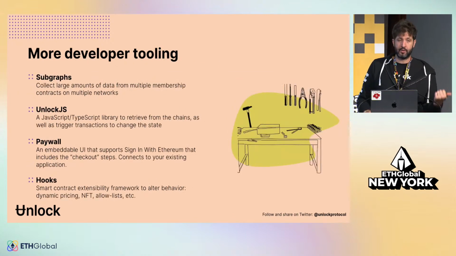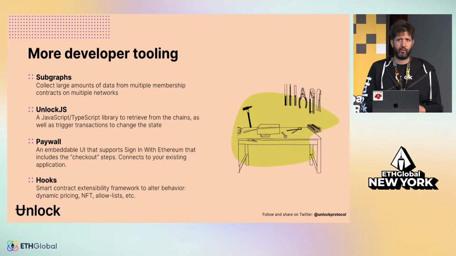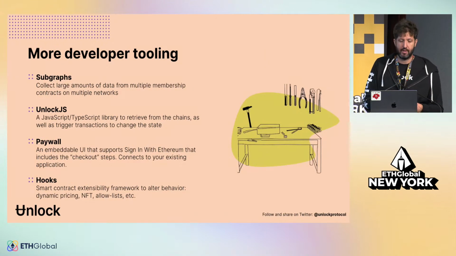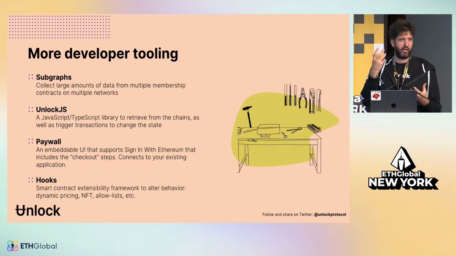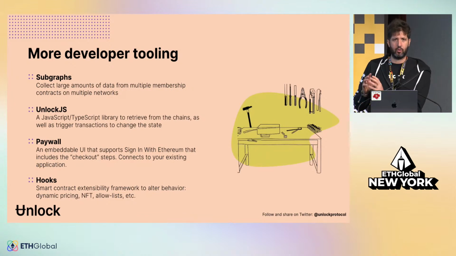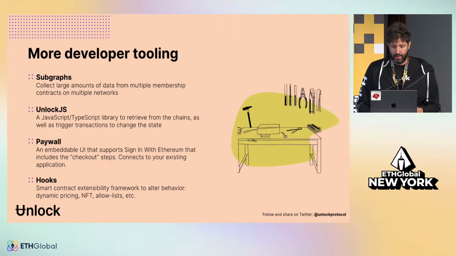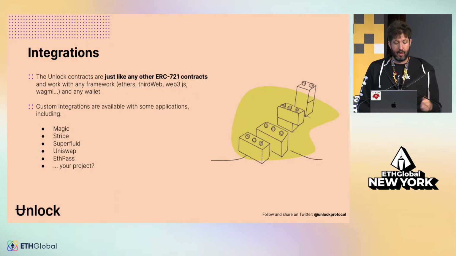We also have developer tooling. So subgraphs, hopefully you are familiar with subgraphs, but it's basically a way to aggregate a bunch of information coming from chains. We have a JavaScript library called Unlock.js. We have a paywall, which is actually that checkout UI that I just described, as well as hooks at the contract level. So we also have webhooks, but these are smart contract hooks that allow you to alter how the contracts behave.